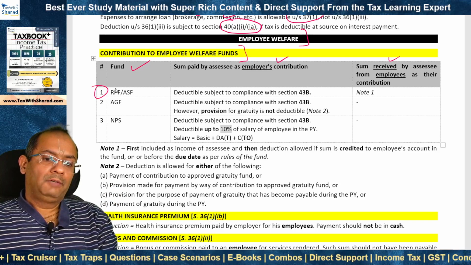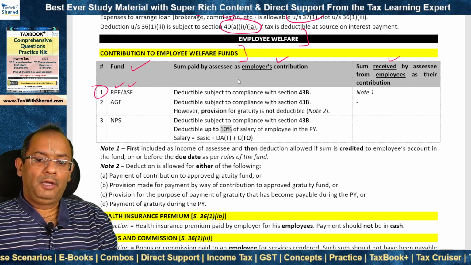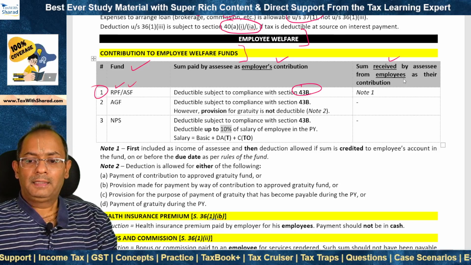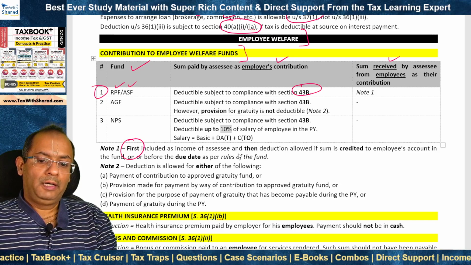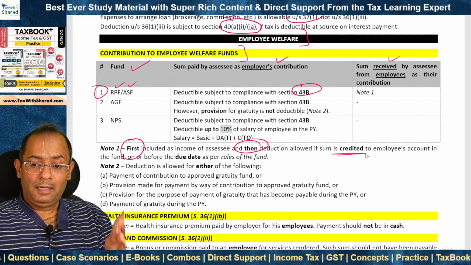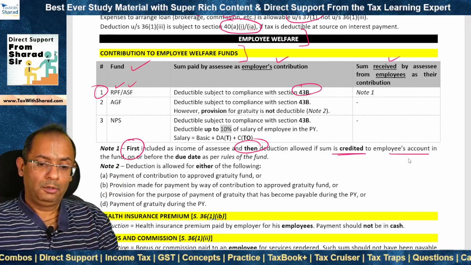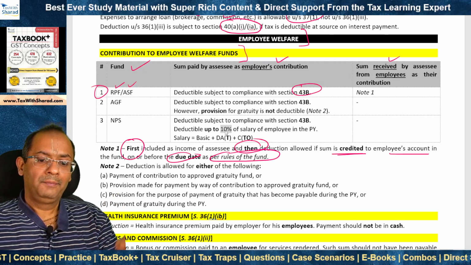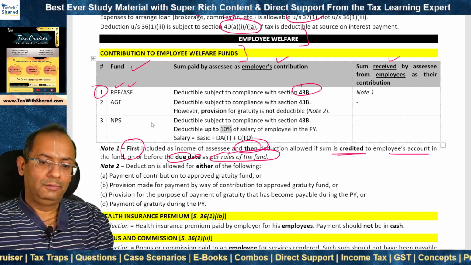Number 1, where the fund is a recognized provident fund or approved superannuation fund. Employer's contribution is deductible subject to compliance with 43B. In this case, what about employee's contribution which is received by the assessee? It is first included as income of the assessee, and thereafter deduction is allowed to the assessee provided the sum is credited to the employee's account in the fund on or before which date? Not the due date of furnishing return of income, but on or before the due date as per the rules of the fund. If this condition is not satisfied, while it is included in the income of the assessee, no deduction is allowed.